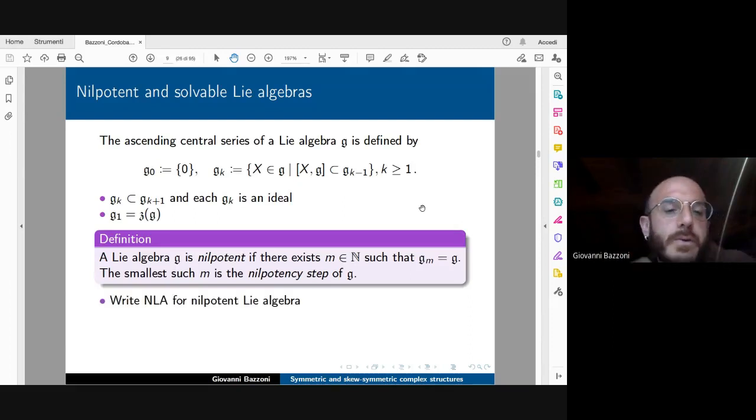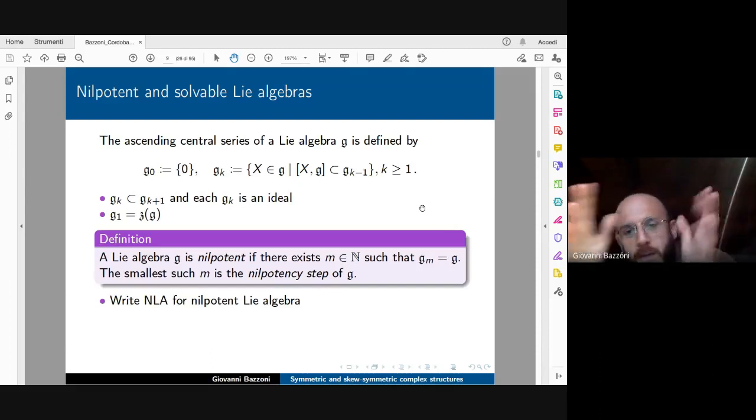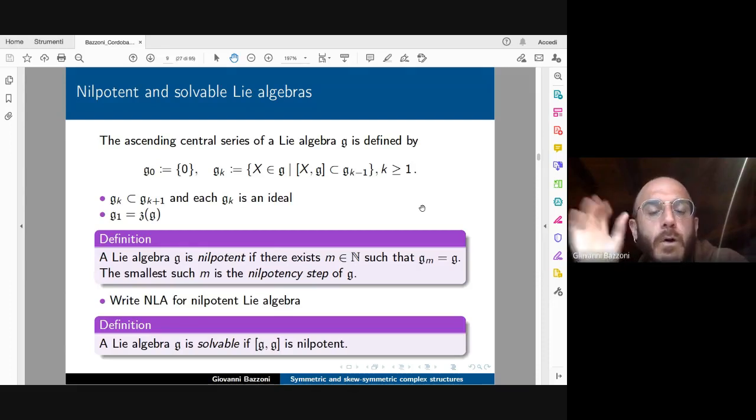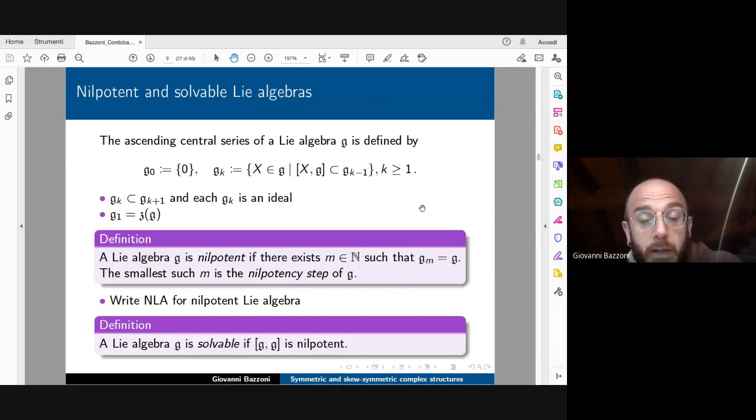I will use the shorthand notation NLA for nilpotent Lie algebra, just to make the notation more compact. We'll also care a little bit about solvable Lie algebras, though not as much as nilpotent Lie algebras. In this setting, let me define a solvable Lie algebra as a Lie algebra whose commutator ideal is nilpotent. This is not the standard definition, but it's equivalent to the usual one, also given in terms of some ascending series.